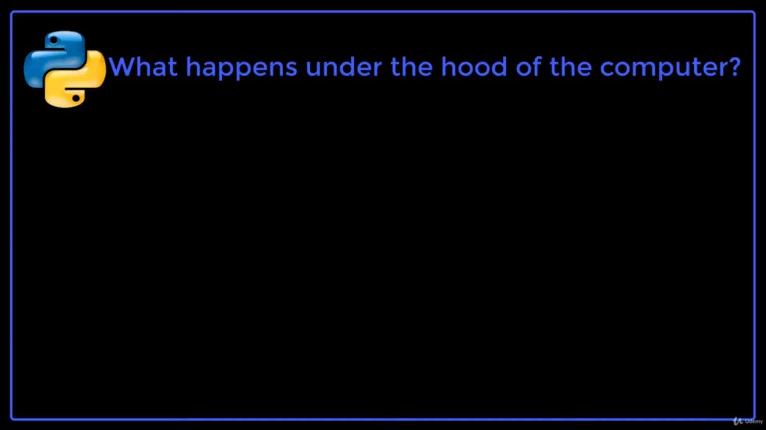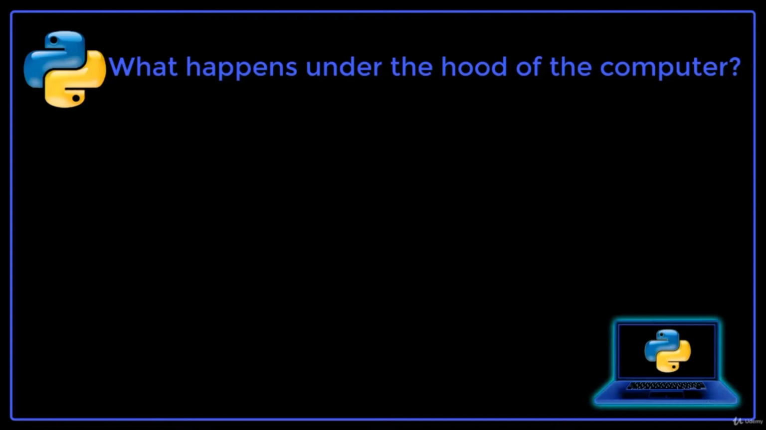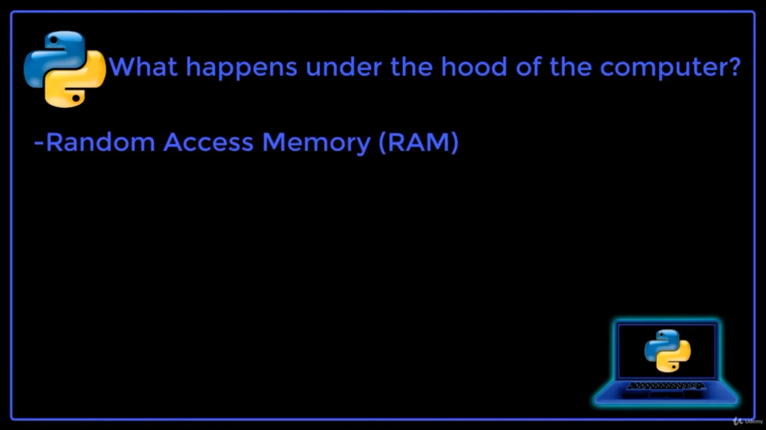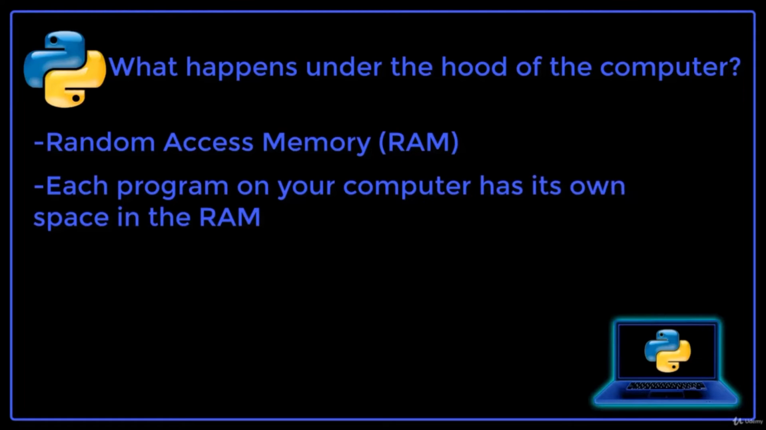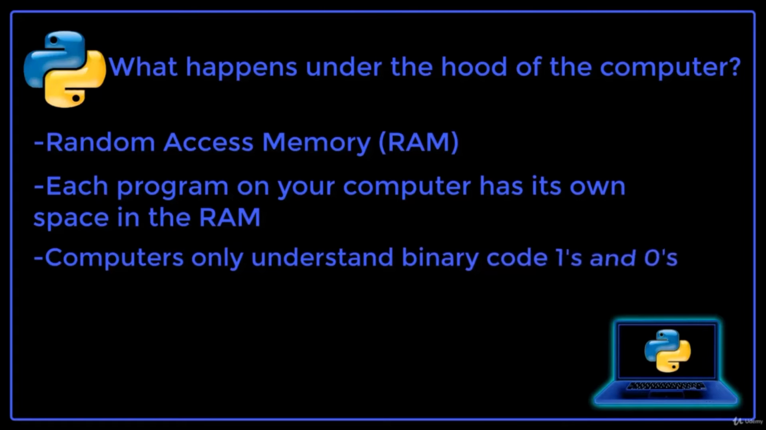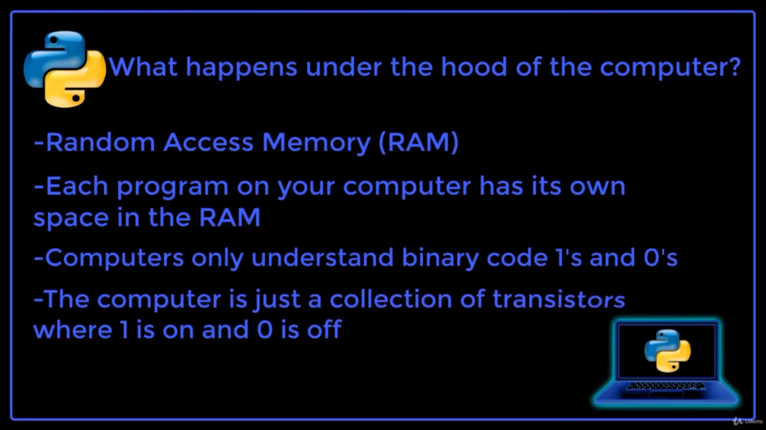In this lecture, we will learn about what happens under the hood of the computer when a program is run. There is an area of memory inside of the computer called random access memory, or RAM. All of the different programs on your computer have their own space in the RAM. As I mentioned in a previous lecture, computers only understand binary code, made up entirely of ones and zeros. The computer is really just a collection of transistors, or on-off switches, with 1 being on and 0 being off.